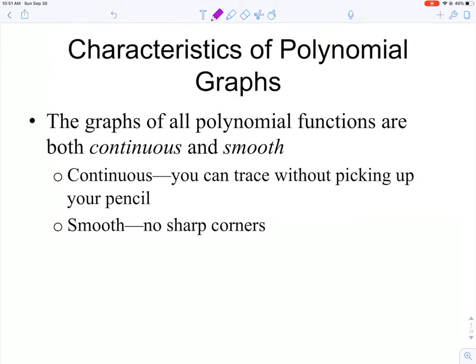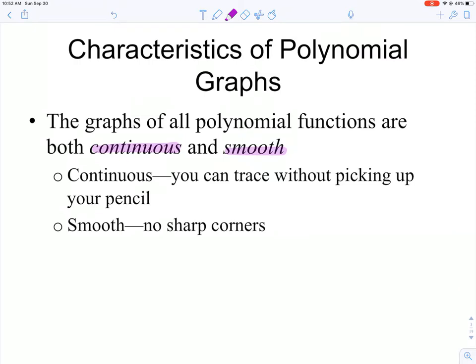All right, so the characteristics of the graphs of polynomials. All polynomial functions have graphs that are both continuous and smooth. So continuous, meaning that you can trace the graph of a polynomial throughout its entire domain, which is all real numbers, without ever having to pick up your pencil. And smooth, meaning there are no sharp corners to the graph.